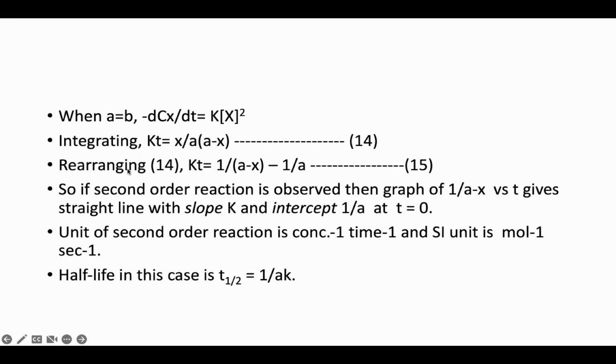Now, if we rearrange this equation, we're going to get this. Kt is equal to 1, equation 15. Now, if the second order reaction is observed, then in the graph of 1 over this versus time, the slope will give us K, and the intercept will be the inverse of the concentration at time t equal to 0. We also note that the unit of a second order reaction is per concentration per time, and the SI unit is per mole per second.